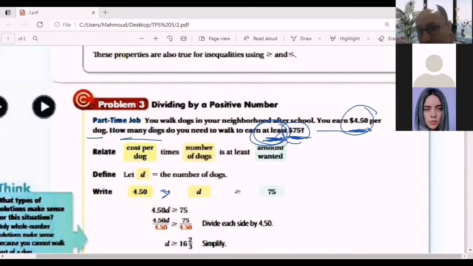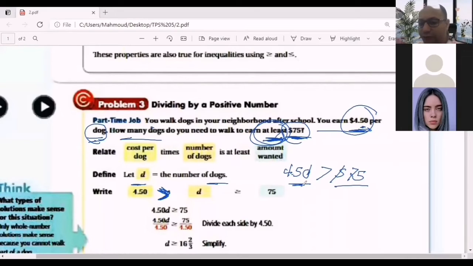To earn at least $75, at least means this number or more. So we will write what here? Yes, greater than. So we will write 4.50 dogs. Dogs here is called a variable. So you can substitute dogs by any variable. You can write letter A, letter B, letter C, and so on. So D is the number of dogs. So we will write 4.5D at least $75.